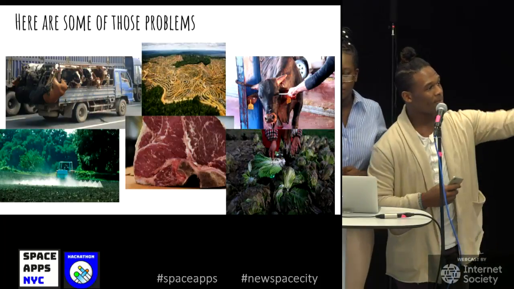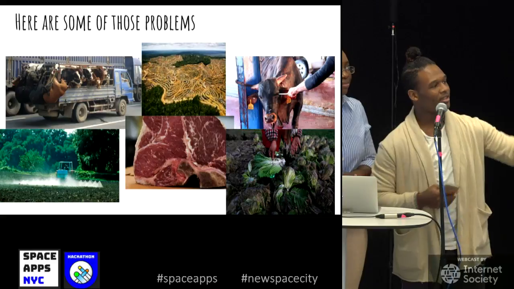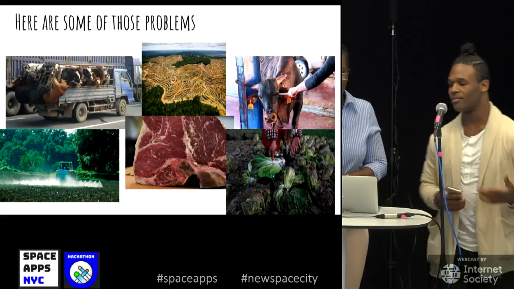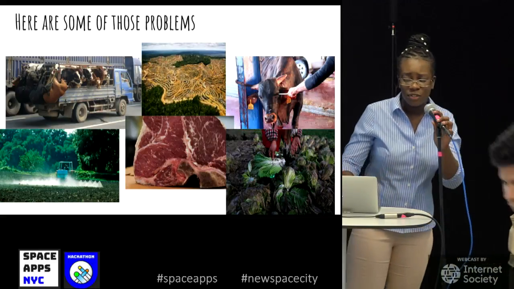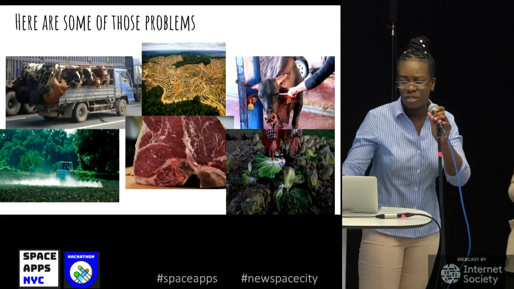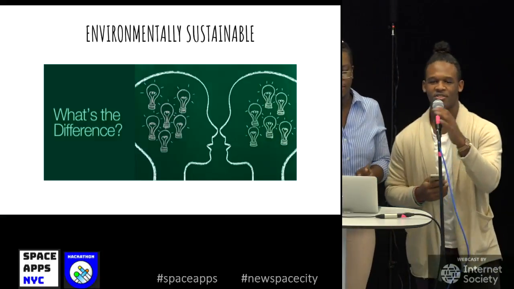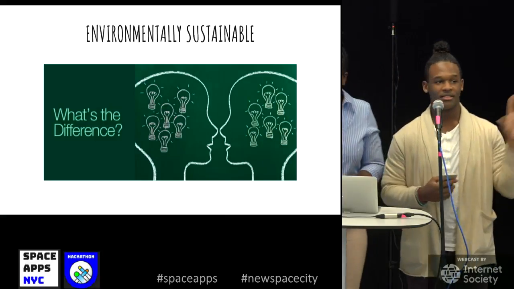So if we look at the top images, we see the first image is a cluster of cows, the second, land conversion, and third, brutality of a cow. If you look at the last row, that spray is pesticides. This is a GMO steak, and also it's a polluted harvest. So now, environmentally sustainable, we're going to look at the dish.